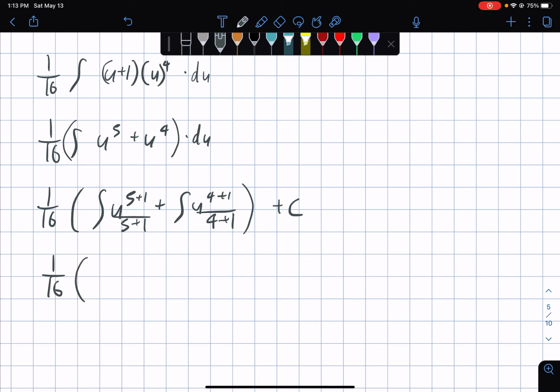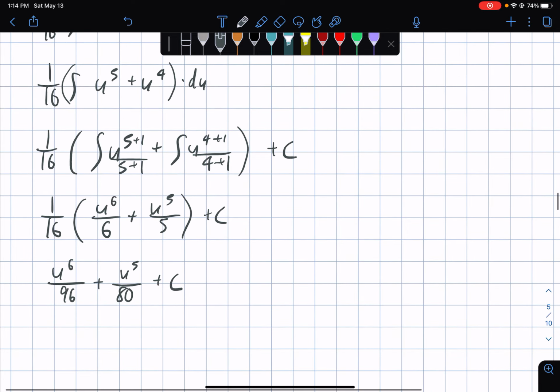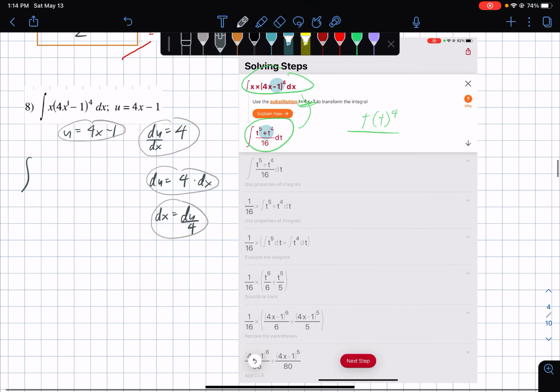Now we have u raised to 6 over 6 plus u raised to 5 over 5 plus c. We have u raised to 6. 16 times 6 is equal to 96. 16 times 5 is equal to 80. Let's see. You see the answer key a while ago?